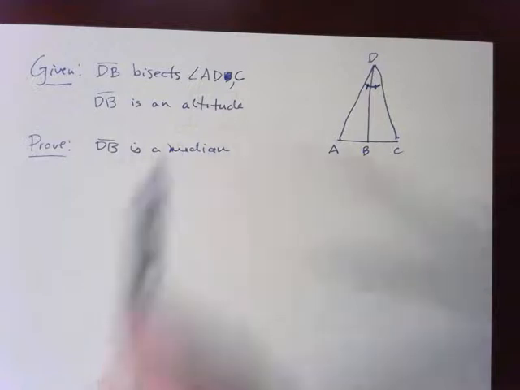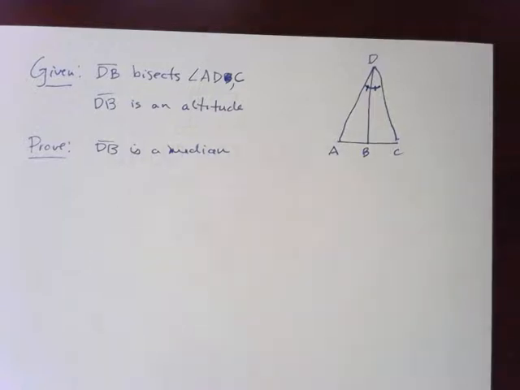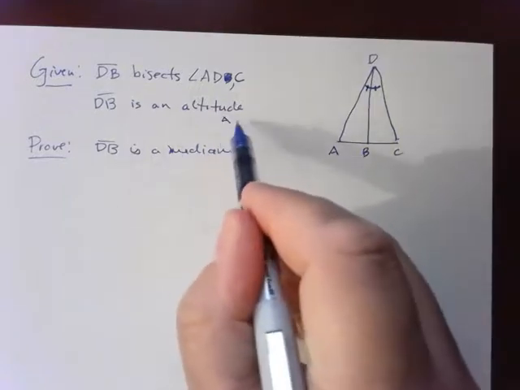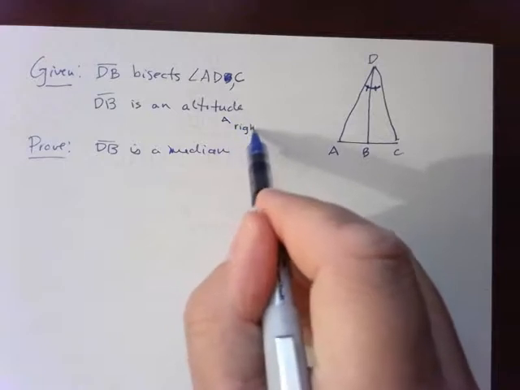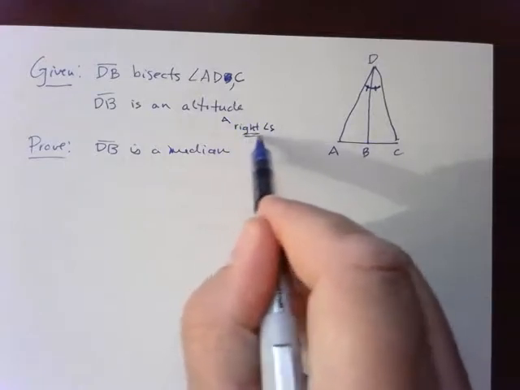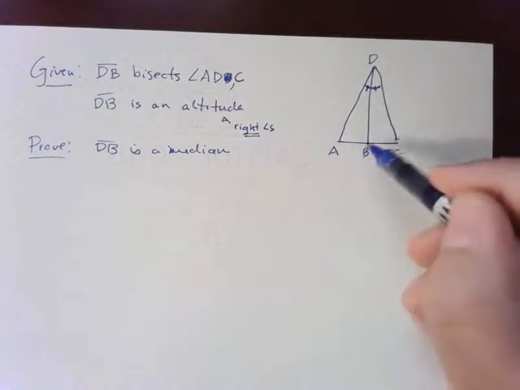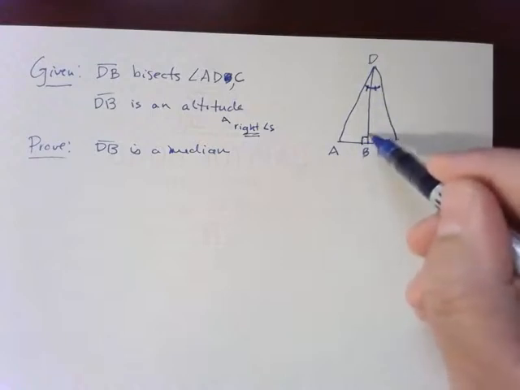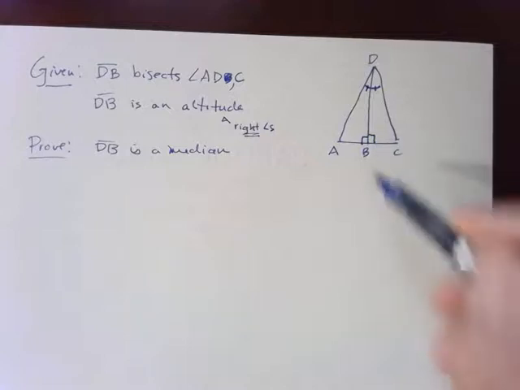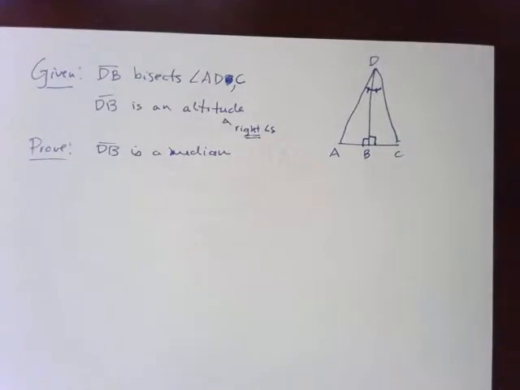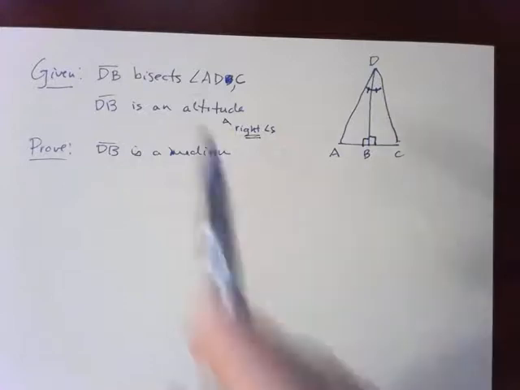DB is an altitude. So we remember altitude means we're going to get right angles. That's what altitude tells us. So DB comes down here to the opposite side, and we know it makes right angles. That's all we know directly from altitude, is right angles. We can't assume anything else.